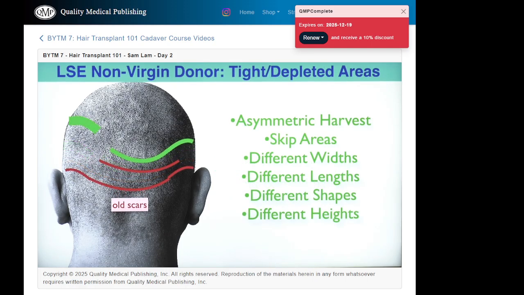Now this is a super advanced topic. I will sometimes take an asymmetric harvest with wider and thinner stopping areas. This is a setup for total disaster if you're doing this. Okay, so I'm just showing you this is the most advanced topic. Don't do this when you're starting. You won't have the judgment or the eye to do this.